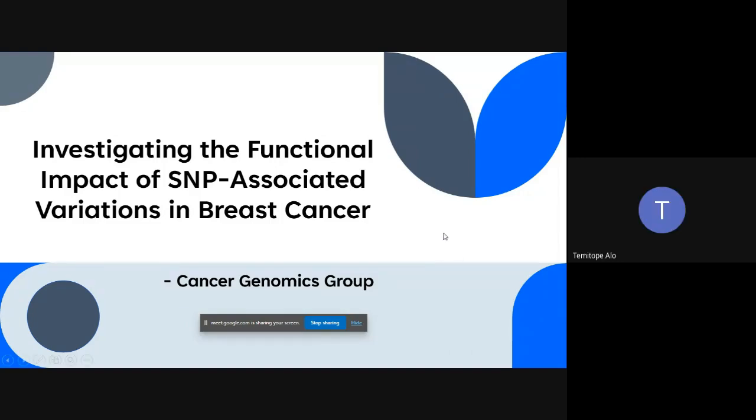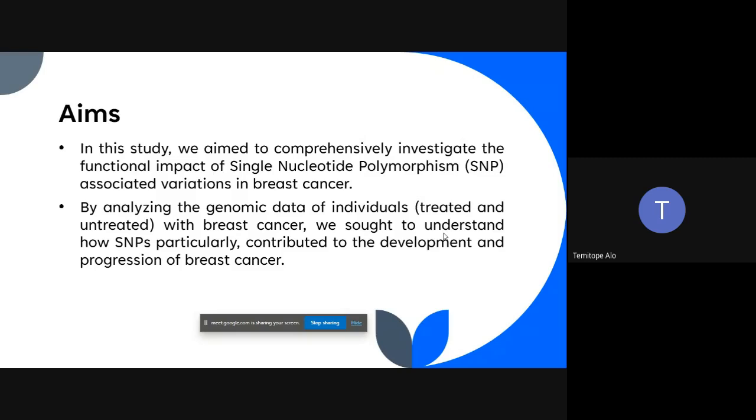Thank you. So this is the Cancer Genomics Group. Our topic was based on investigating the functional impact of SNP-associated variations in breast cancer. And these were the aims. We aim to comprehensively investigate the functional impact of single nucleotide polymorphisms that are associated with breast cancer. And by analyzing this data, we are able to understand how single nucleotide polymorphism plays a role in the development and the progression of breast cancer.